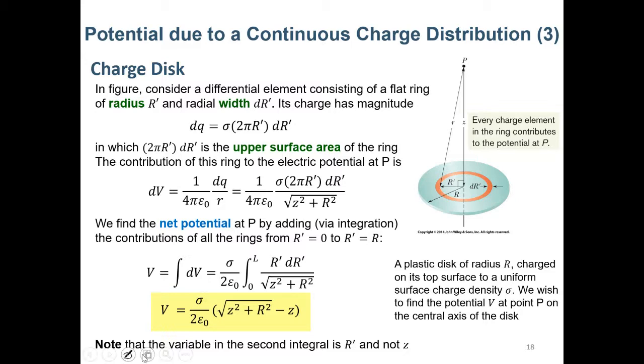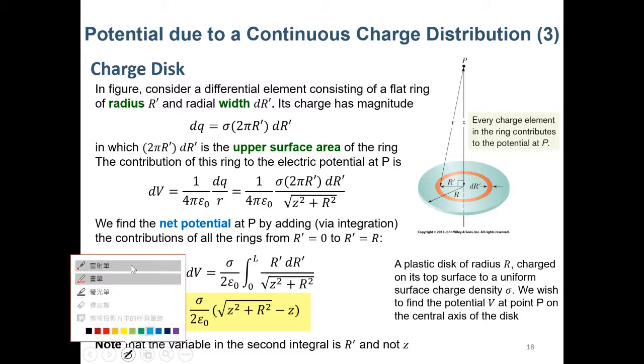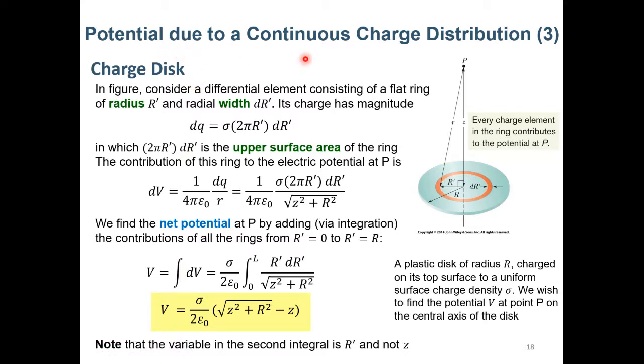So for this page, it is the potential due to a continuous charge distribution, part 3. We try to calculate the potential from a charge disk. Okay, similar to before, we try to separate the disk into many rings with different radii.